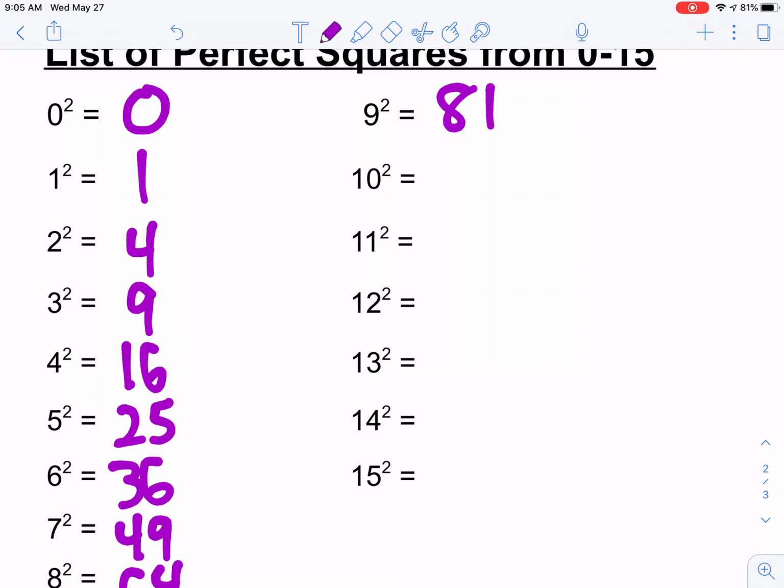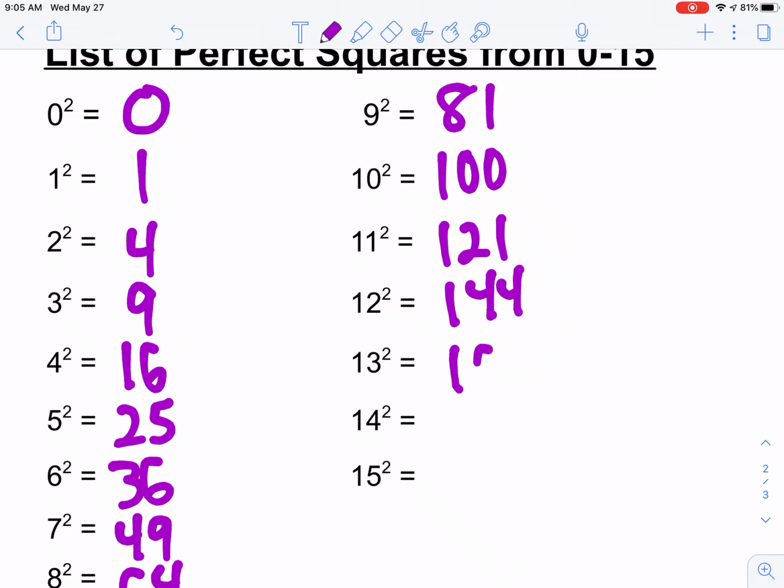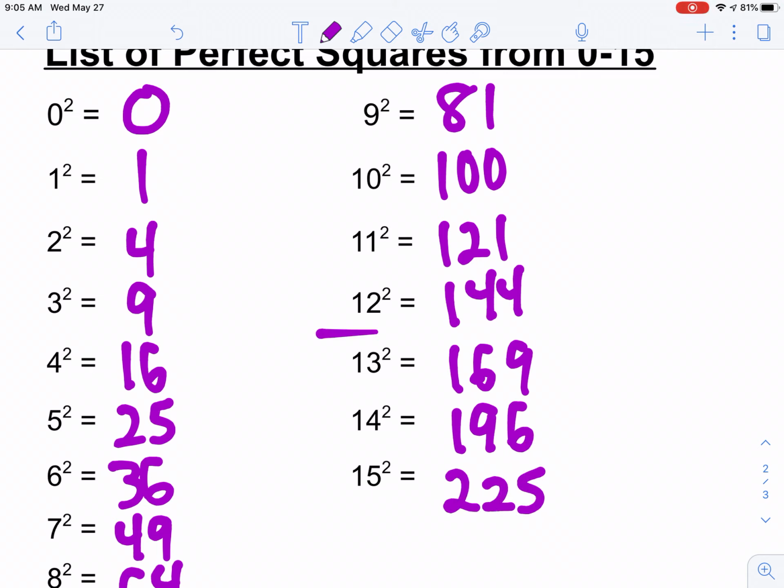9 squared is 81, 10 squared is 100, 11 squared is 121, 12 squared is 144, 13 squared is 169, 14 squared is 196, I believe, and 15 squared is 225. You should know up to at least 12 squared by heart. Okay, the rest you could use a calculator for.